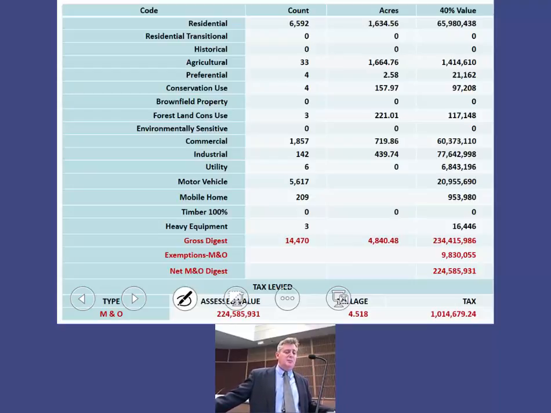And timber is taxable when it's harvested or cut. And harvesters and purchasers of timber owe a timber tax, which is equal to the fair market value of the timber at 100%. Timber is taxed when it's cut or harvested, and it's not taxed at the 40% assessment level that other property is.